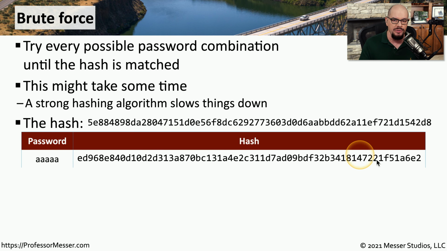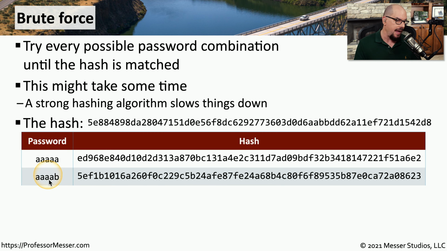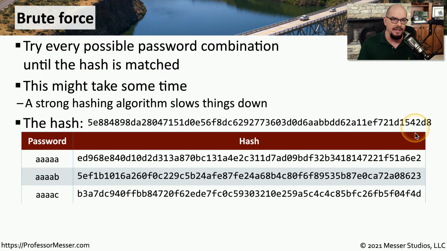We can see the hash result from that, and we can see that that hash does not match. So let's do the next possible password, AAAAB. We can see the hash that is created for that password. We'll compare it to the stored hash. We'll see that that hash does not match, and we'll continue going through this process for each individual password.